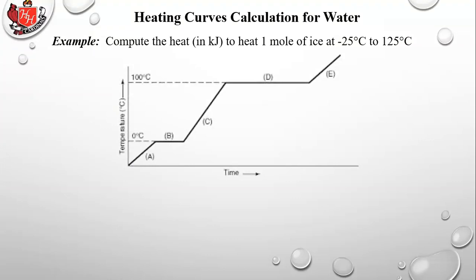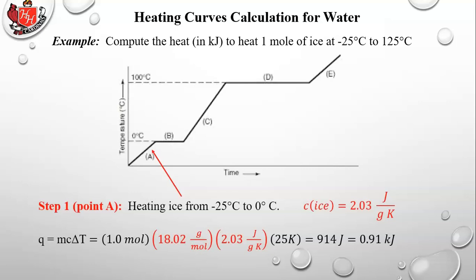Okay, so now we're going to do an example. Compute the heat in kilojoules to heat 1 mole of ice at negative 25 degrees and make it go from negative 25 degrees centigrade up to 125 degrees centigrade. So we're going to go through all 5 of these steps to do that. And this, by the way, is the first problem on your assignment. So you can do your assignment as you're watching this. We did that in class.